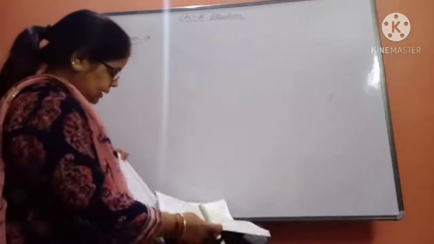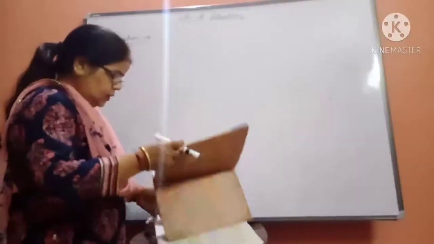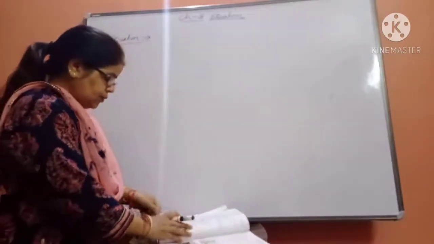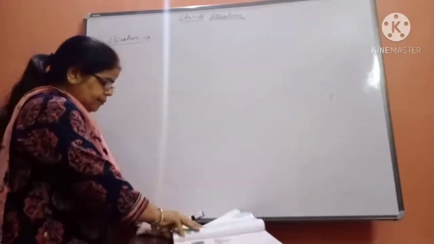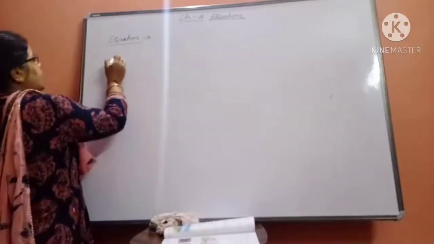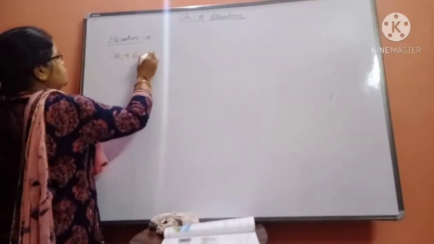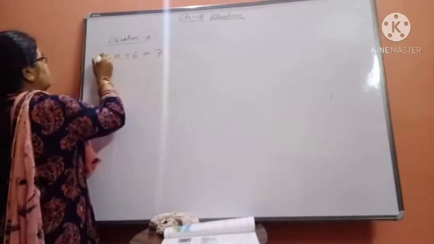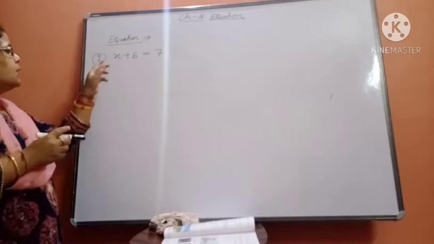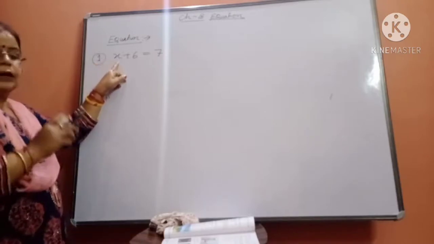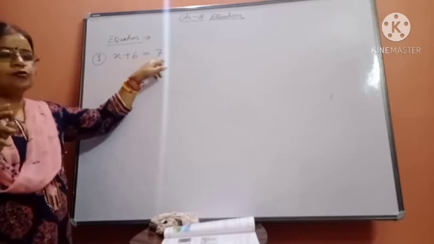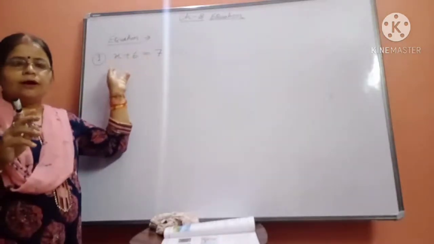Now see, beta, come to your chapter, chapter number 8, and questions are given to you. See, x plus 6 is equal to 7. This is your question number 1. So x plus 6 is equal to 7 means, if in any unknown number you add 6, it will give you 7. So what should be the value of x?